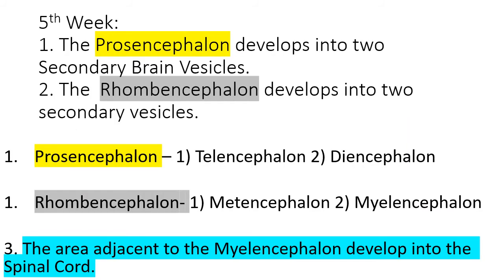Then it shows you a breakdown, the fifth week, prosencephalon forming those different things we just went over. You could take some time to go over this on your own. Then the area adjacent to the myelencephalon develops into the spinal cord. So you have this developing tube surrounded by somites. Watch, we're going to see that.